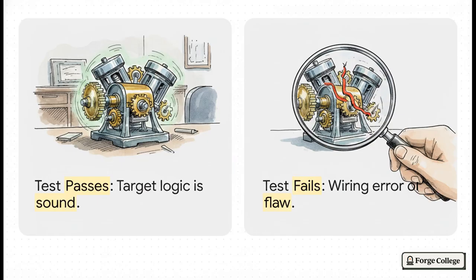But if the test fails, well, you know right away that you weren't fighting a flaky network or a moody external dependency. A failure here means exactly one of three things. Either you have a wiring error in your test script, there's an ABI interface mismatch between your mock and the real partner, or, and this is the big one, you have a genuine logic flaw in your target contract that you need to go fix.